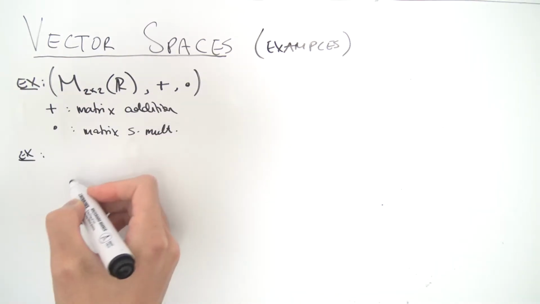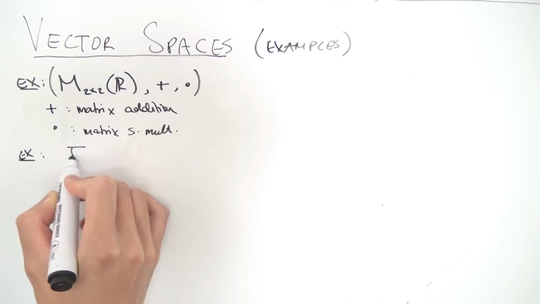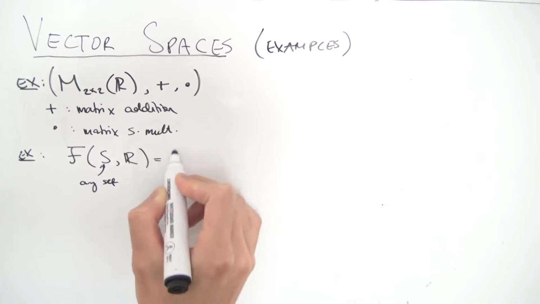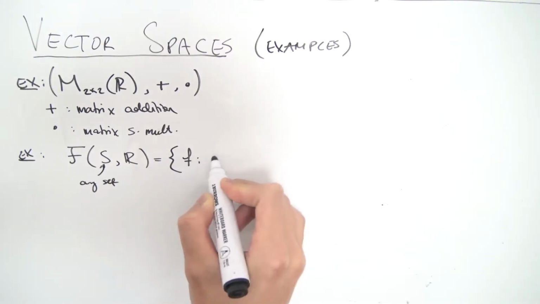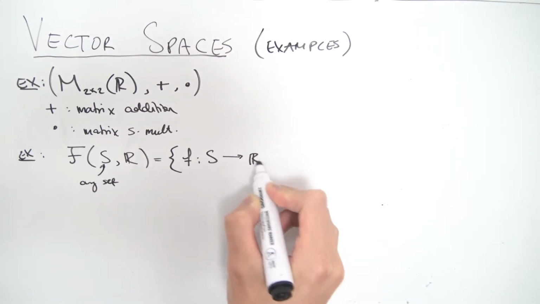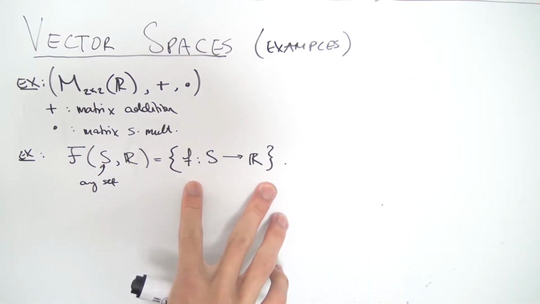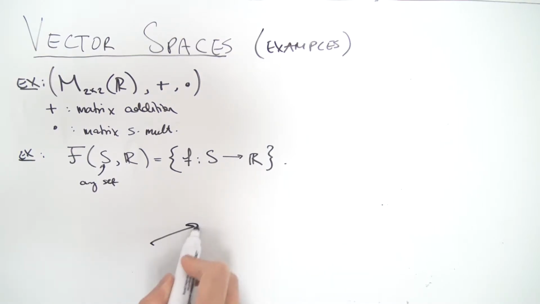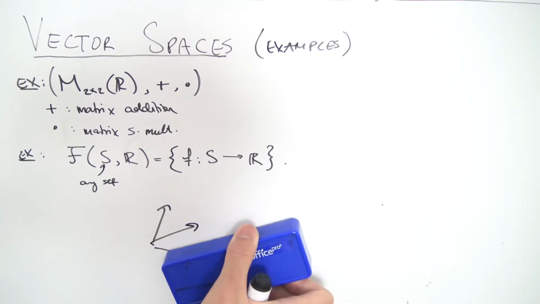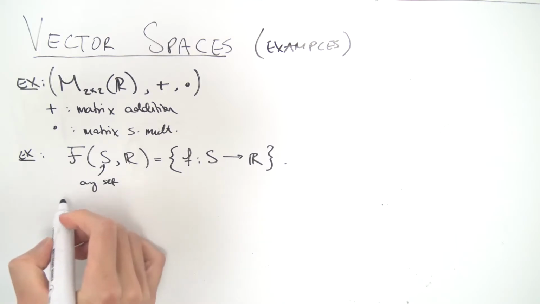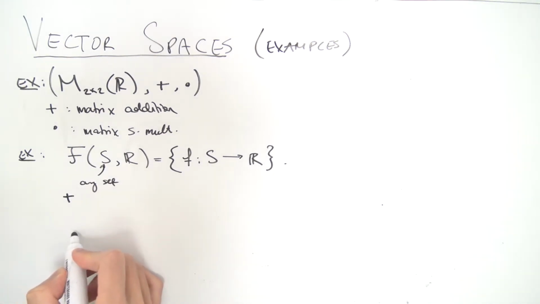space. Next example, this one's a little bit more abstract, but we're going to define F from S to R, where S is any set, to be the set of all functions which take you from S into the real numbers. So F(S,R) is a set of all these functions. It's a bit weird, and it's not like a set of all these arrows that we're used to. No, it's not a set of vectors at all, it's a set of functions. And in fact, the set of functions is also a vector space. We can show that by defining 2 operations, plus and scalar multiplication, which we'll do down here very soon.